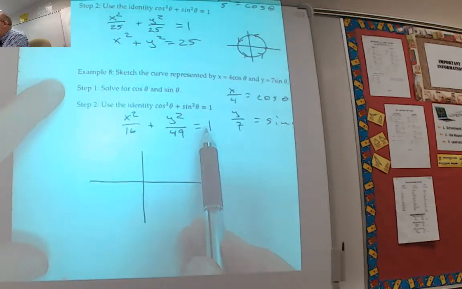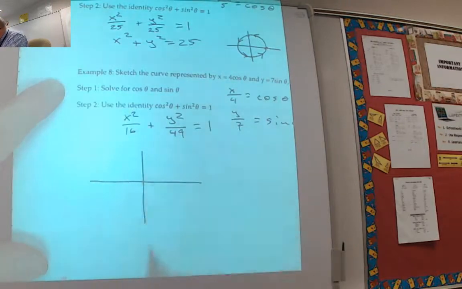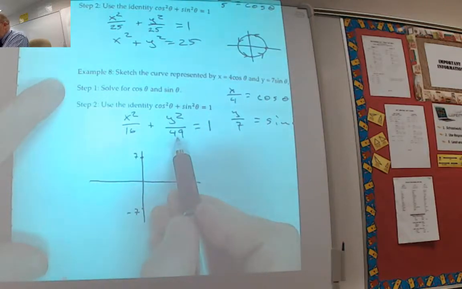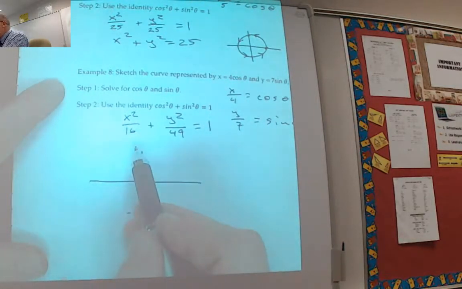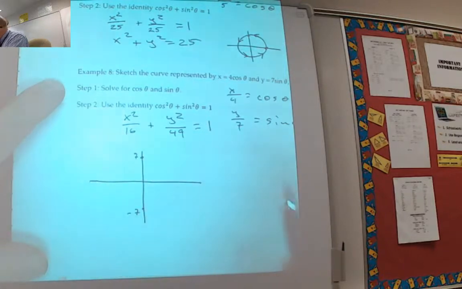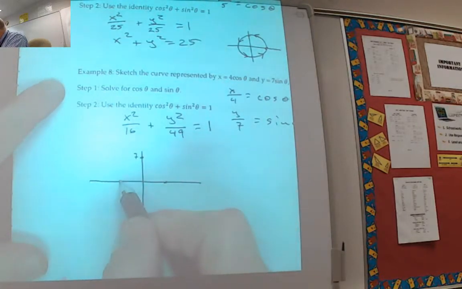49. I mean 7, and negative 7, correct? Yes. Okay, so here's 7, and down here is negative 7. If y is 0, what does x have to be? Negative 4. So you can see it's elongated vertically.